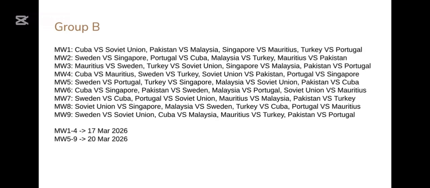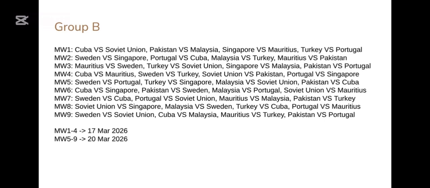Group B, match week 1 has Cuba taking on Soviet Union, followed by Pakistan v Malaysia, Singapore v Mauritius, and Turkey v Portugal. Match week 2 has Sweden v Singapore, Portugal v Cuba, Malaysia v Turkey, Mauritius v Pakistan. Match week 3 has Mauritius v Sweden, Turkey v Soviet Union, Singapore v Malaysia, Pakistan v Portugal.